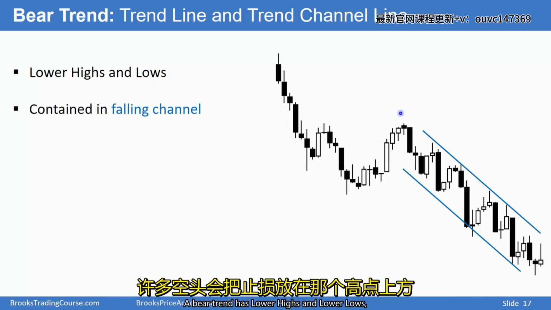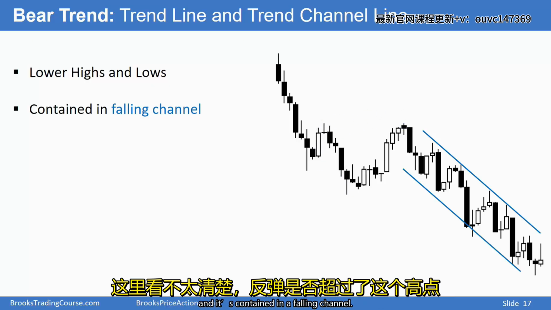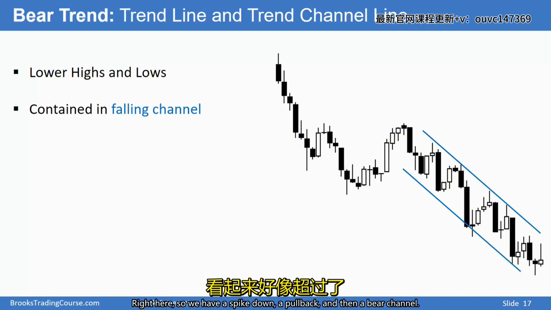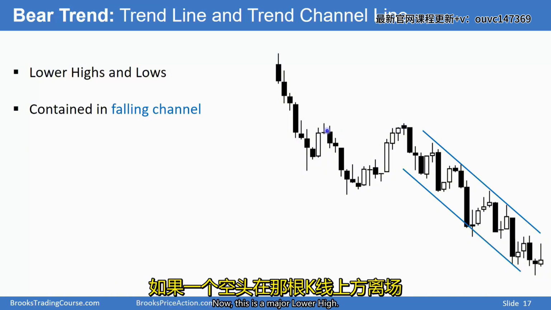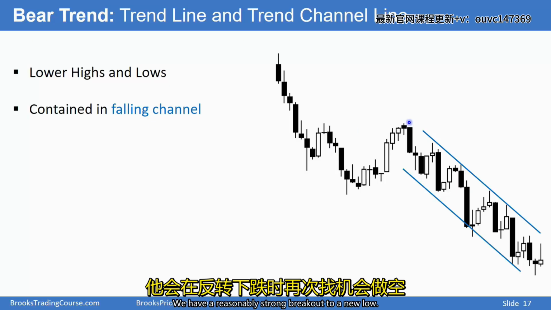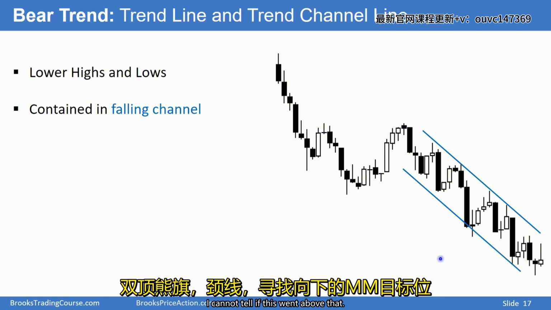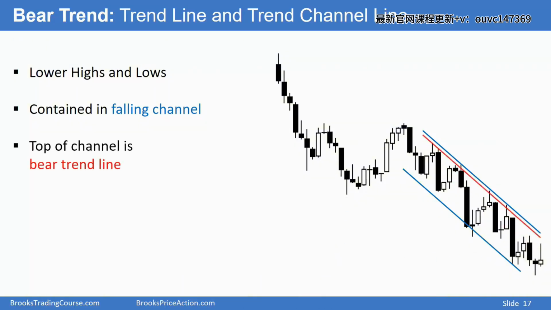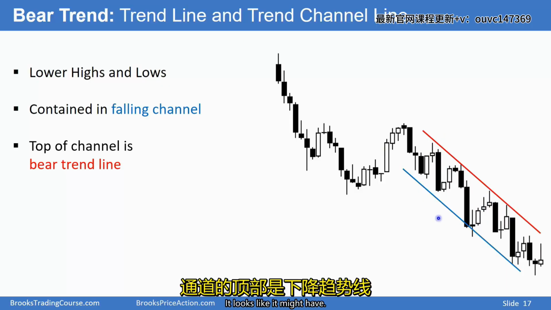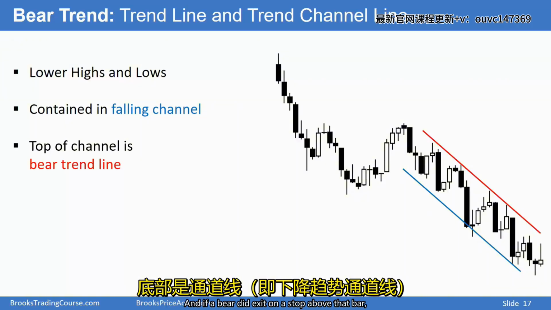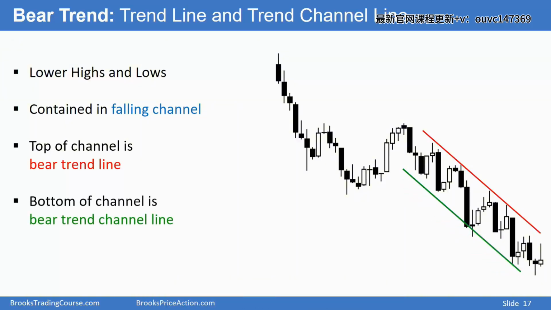A lot of bears will put their stops above that high, and I cannot tell if this went above that. It looks like it might have. And if a bear did exit on a stop above that bar, he would look to sell again on a reversal down because of a possible double top bear flag. So double top bear flag, neckline, looking for a measured move down. The top of the channel is the bear trend line, and the bottom is the channel line. So bear trend channel line.